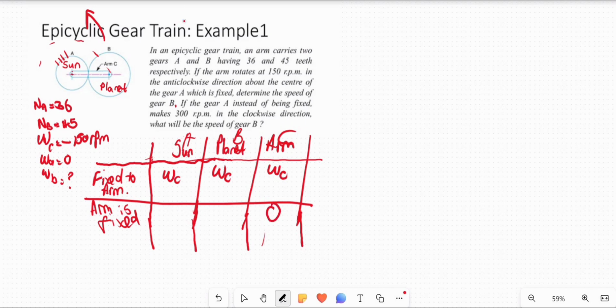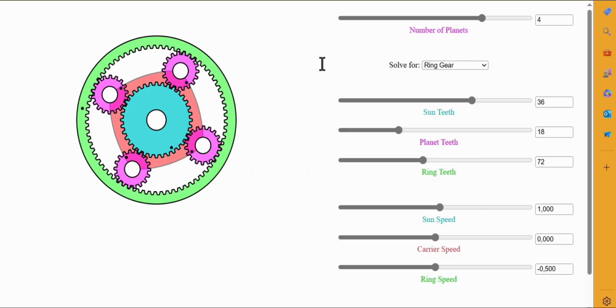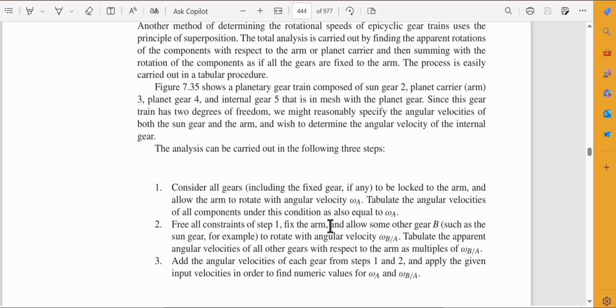And then they said, pick any arbitrary gear. For example, the sun. Let's use the sun. You pick the input gear. Let's just assume the input gear is the sun today. And what did they say you should do? Want to do everything by the book? Allow some other gear B, such as the sun, for example, to rotate with an angular velocity, whatever, with respect to whatever. Let's go and clarify that on the whiteboard.